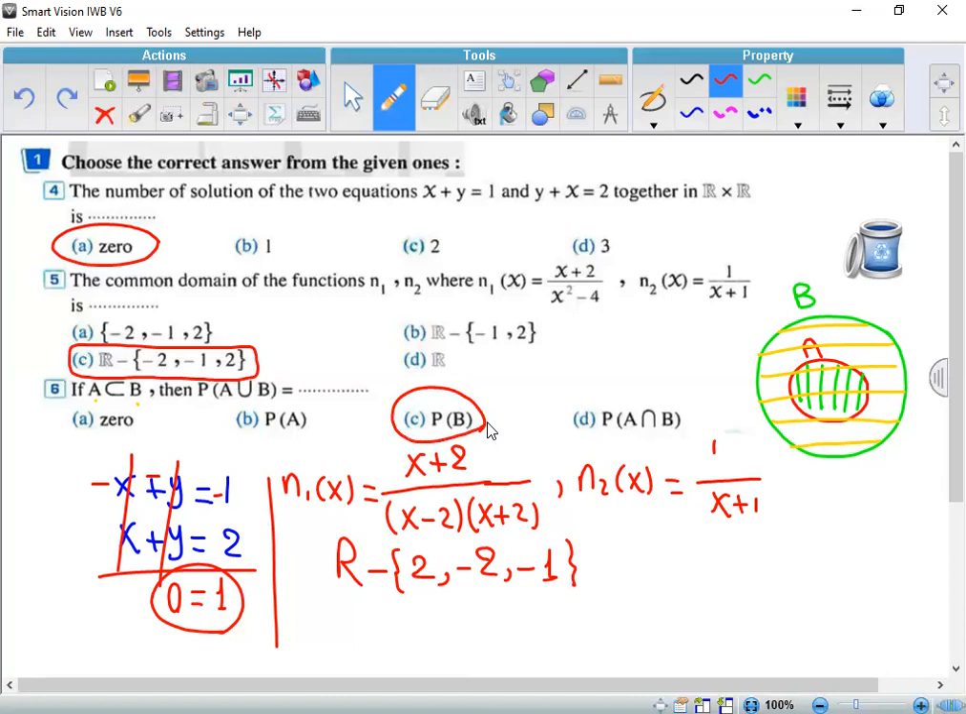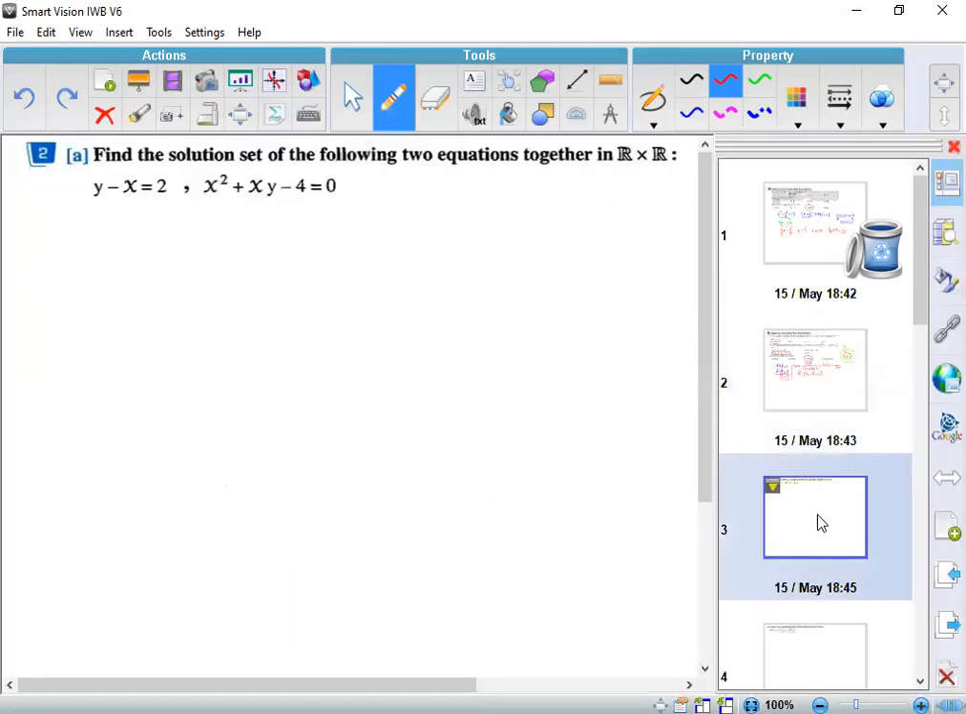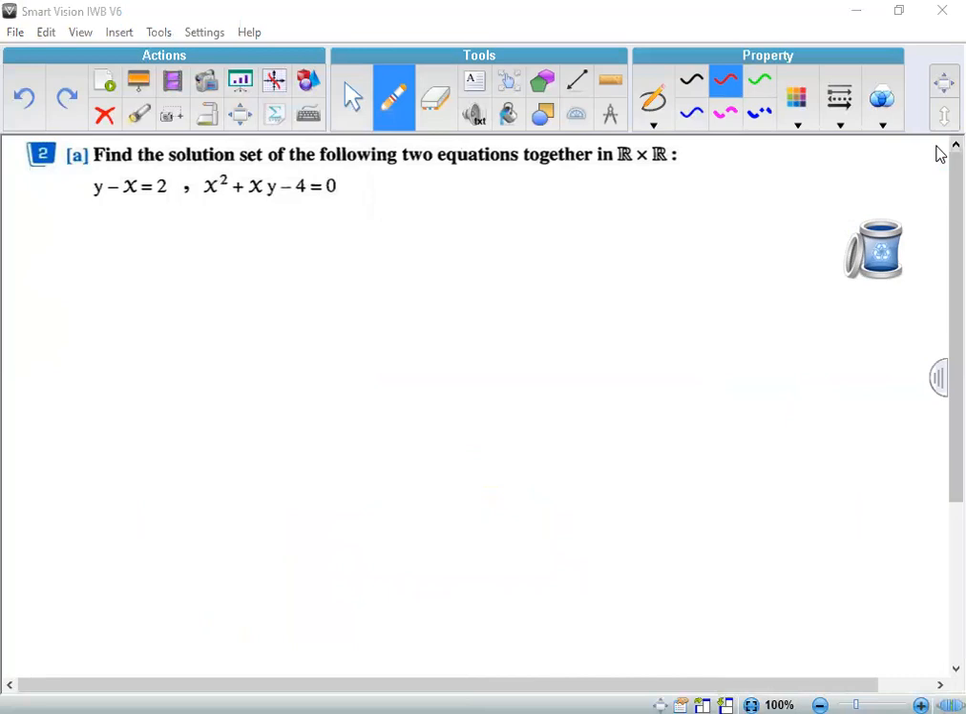Now, this is the first problem in our model exam. We will go to the second. Find the solution set of the following two equations together in R by R. This is a first degree and second degree equations. We will start by using the substitution method from the first degree to the second degree. Like this.